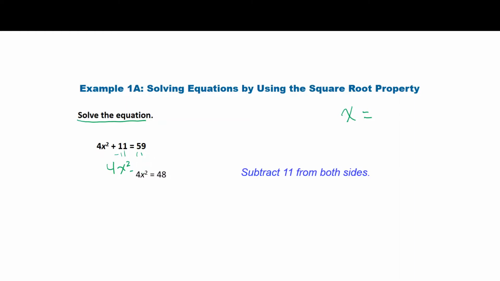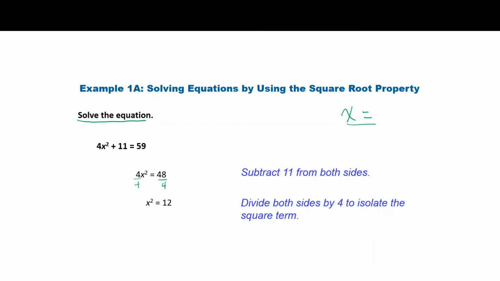I'm going to just erase my work now that you've seen it. So again, I haven't quite gotten to where I have my x equals yet. I still have a 4 connected to this x squared. So the next thing I want to do is go ahead and divide both sides by 4. All right, and that's going to give me x squared equals 12. Again, I'm not quite there. I want it to be x equals, but I've got the x squared. So now you know what we need to do.